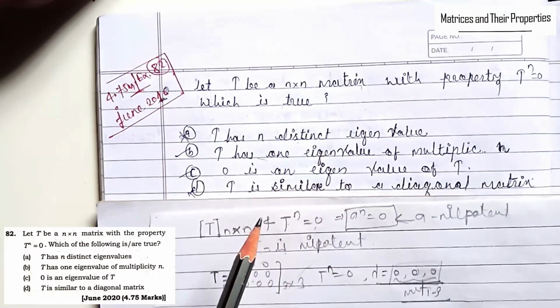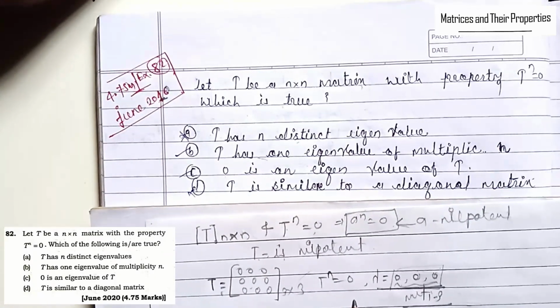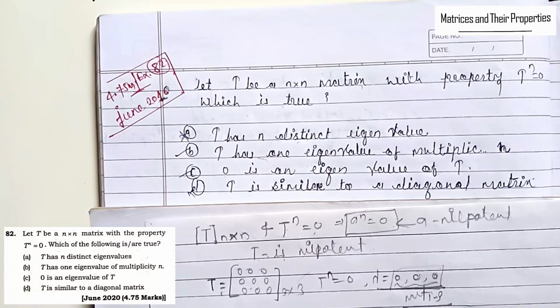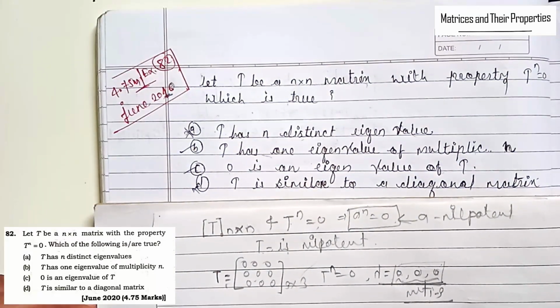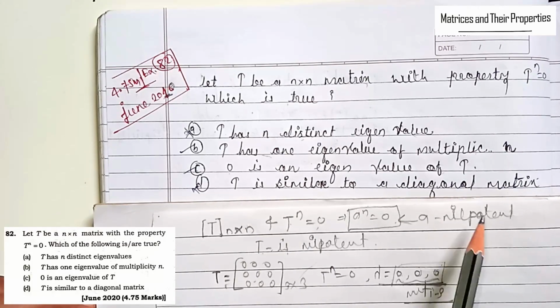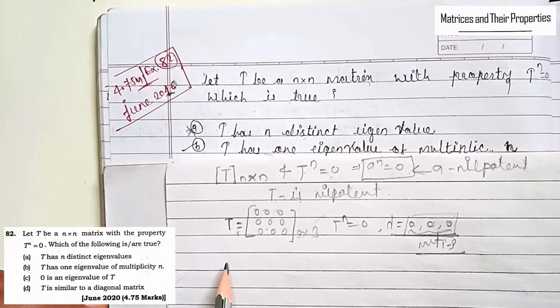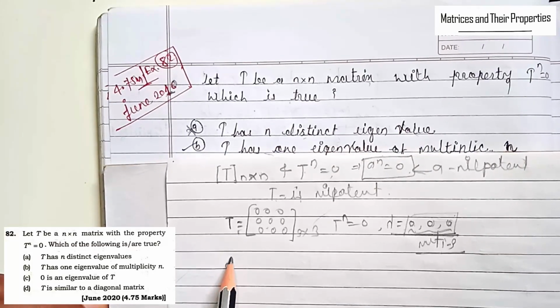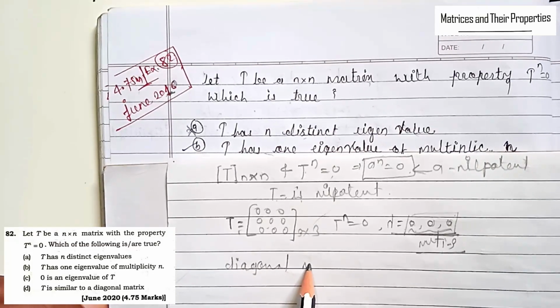And now option D: T is similar to a diagonal matrix. So we have to apply the concept from the diagonalization chapter of linear algebra. When we say that a matrix is diagonalizable, that means we have to show T is a diagonal matrix. So in order to show T is diagonal, what do we have to prove? What is meant by a diagonal matrix here?